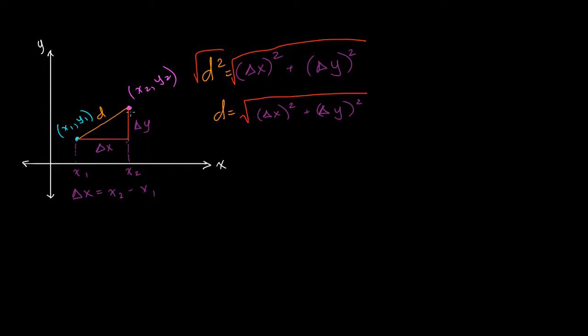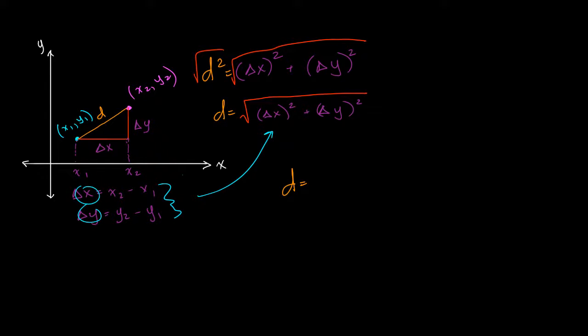Then, similarly, we can find the vertical linear distance by finding the difference of our two y coordinates. So the change in y, or delta y, is just going to be the difference between our two y coordinates. So it's y sub 2 minus y sub 1. We take our y coordinates and we subtract them. Now that we have these two values, we can substitute them in for delta x and delta y in this here.